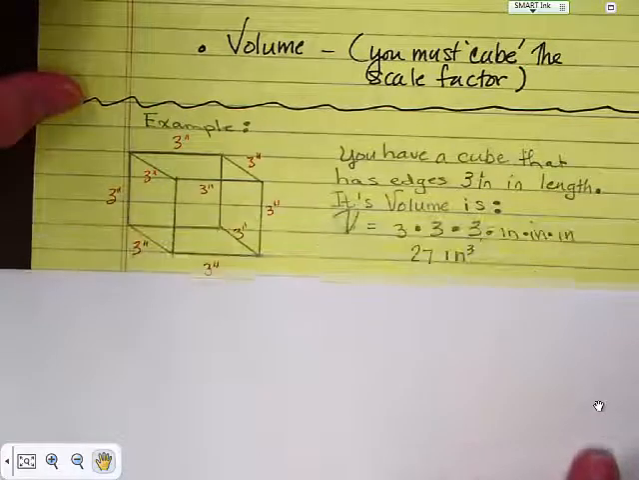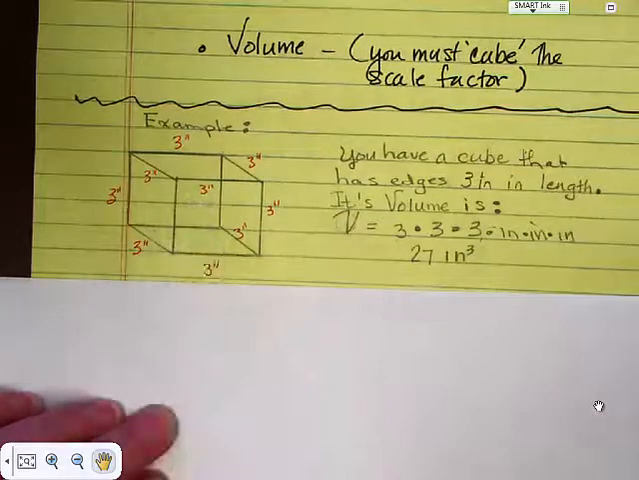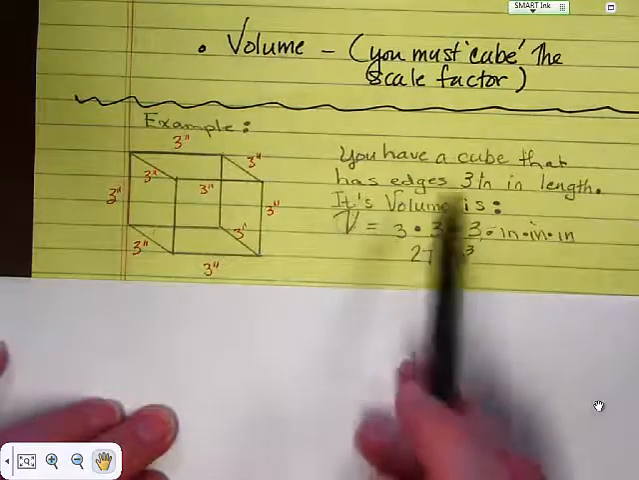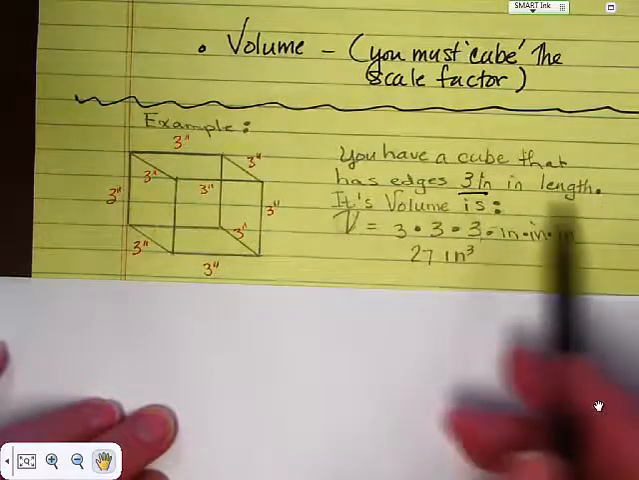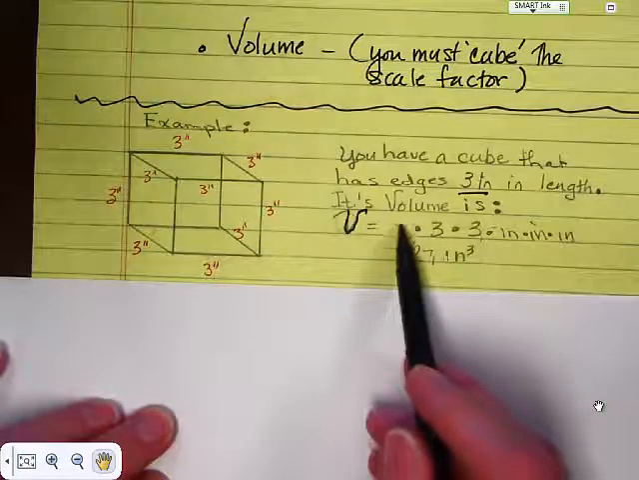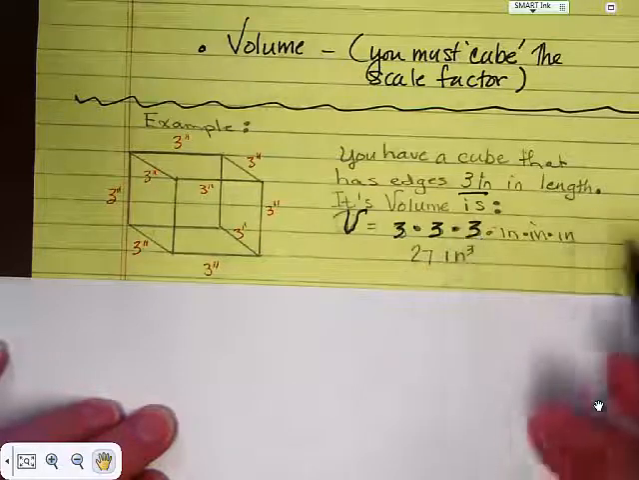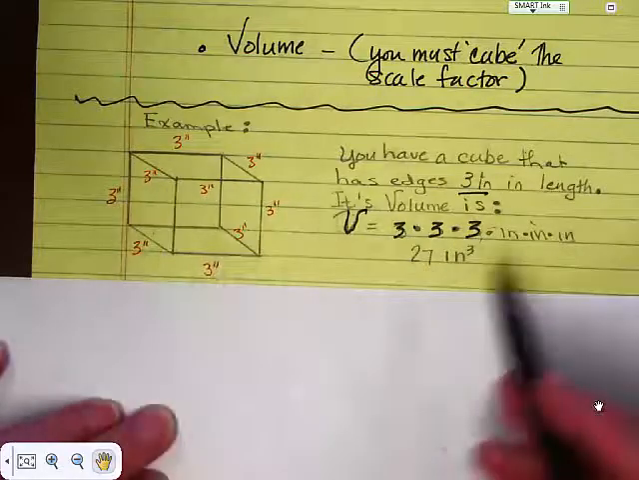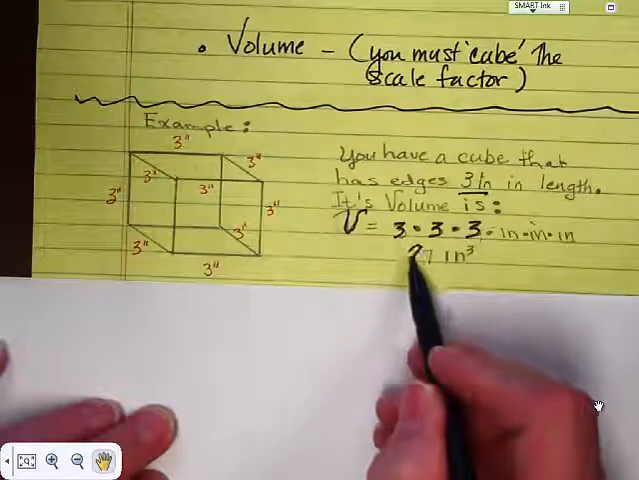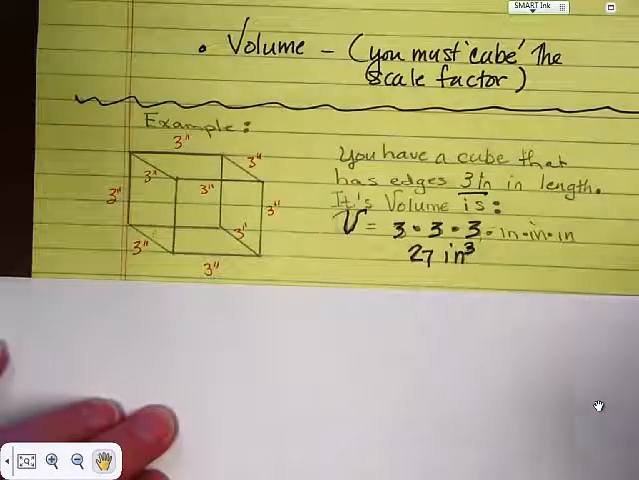We have a cube, and you probably should draw this in your notes. I have a cube that's 3 by 3 all the way around. Everything is 3. You have a cube that has edges that are 3 inches in length. Its volume is 3 times 3 times 3, right? Because length, width, height, 3 times 3 times 3. So its volume is 27 inches cubed.